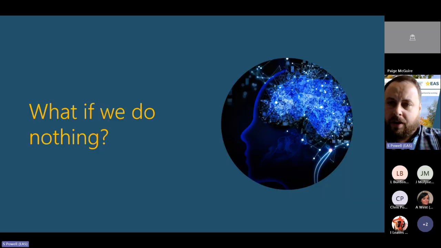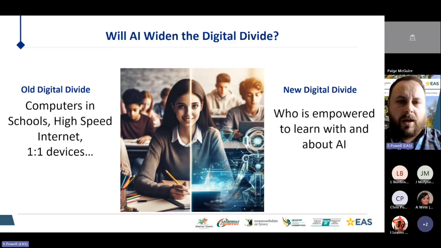What if we do nothing? What if we just carry on as we are? We don't think about AI and we leave it be. Well, AI is going to potentially widen the digital divide. It's not really an option. Just like having access to the internet or ensuring that all learners in class have access to a device, AI is potentially the next digital divide.